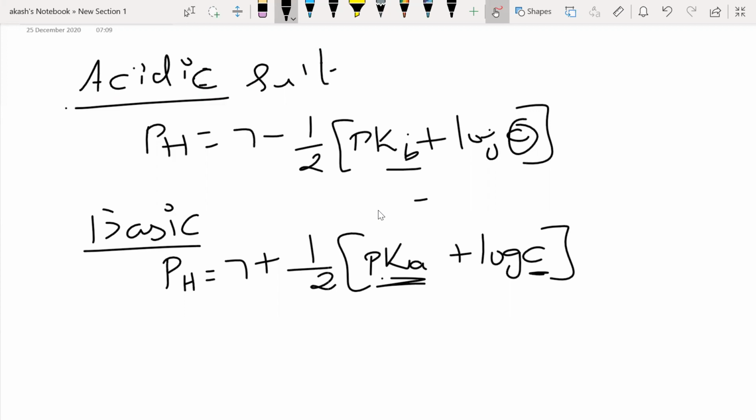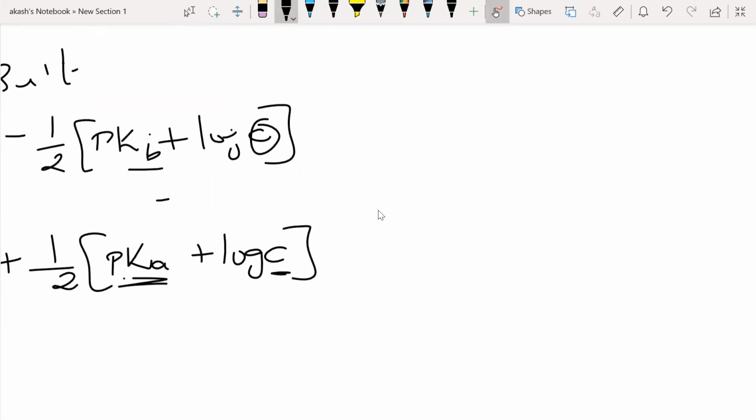Now when I go for buffer solutions, I have two types of buffers, acidic buffer and basic buffer, hope you remember.